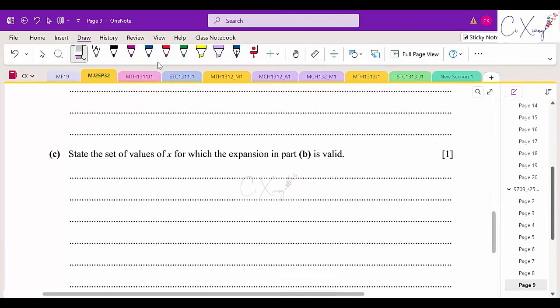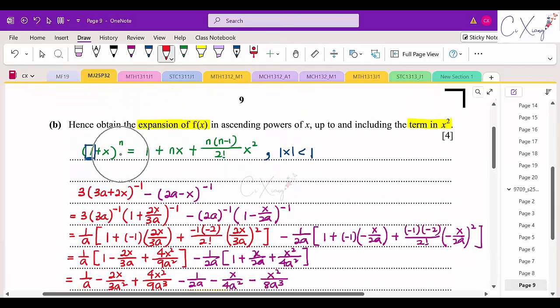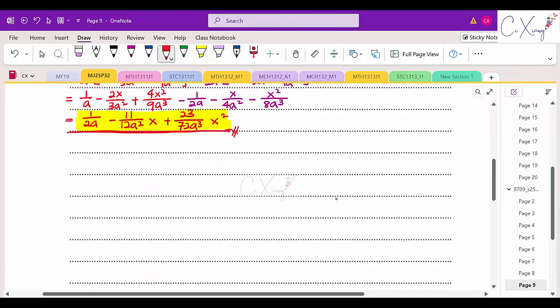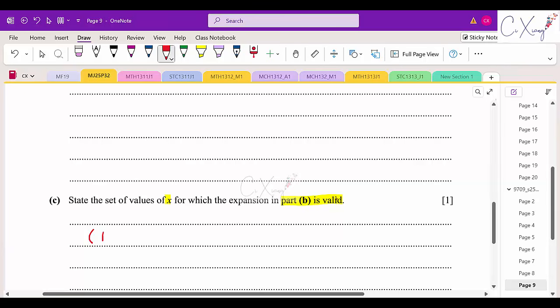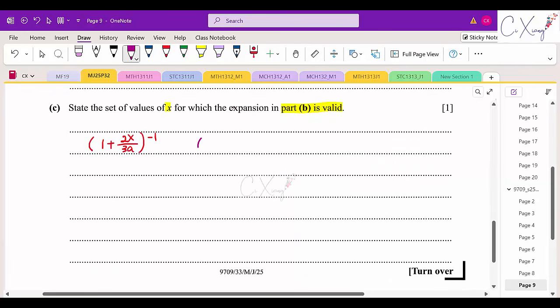For part C, they want you to state the set of values of x where the expansion in part B is valid. Okay, so let's have a look at our expansion here. I'm using the formula when I have this, right? 1 plus 2x over 3a. Okay, so let us write out 1 plus 2x over 3a power negative 1. What is the other one? Purple color one is 1 minus x over 2a.